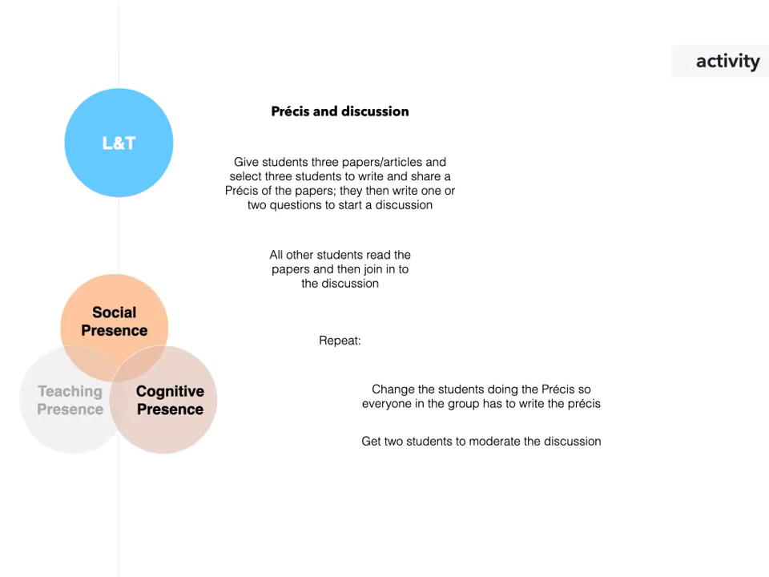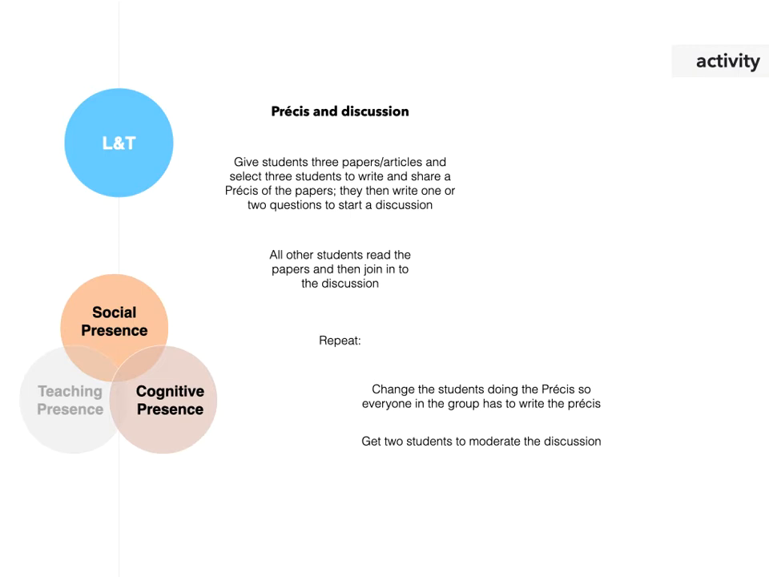So what you could do is give the students some journal articles, some chapters from a book or some video or something like that. And you ask some of the students to create a précis of that material, and they share that précis with the other students. So let's say you had a group of 15 students, you ask 3 of the students to write a précis, and then they set questions on that material for the other students to answer in the form of a discussion. Again, what you're trying to do there is create that notion of social presence by creating connections between the students, getting the students to set their own questions.